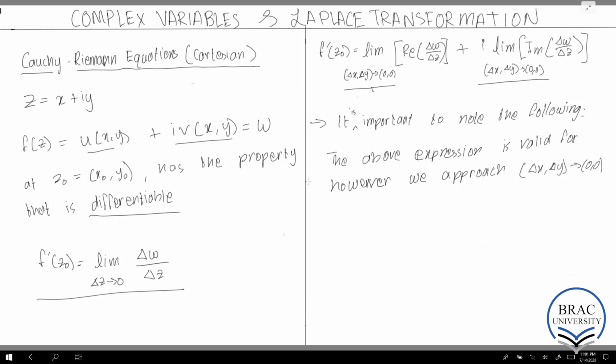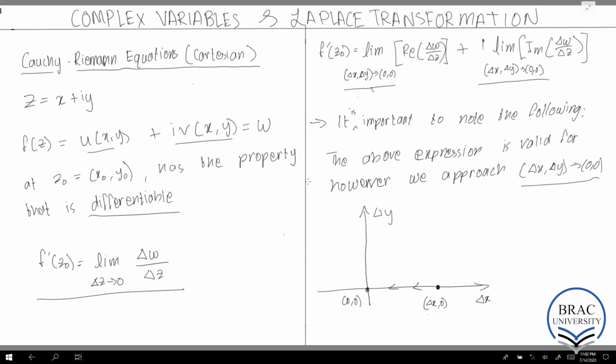Let's first approach delta x, delta y tends to 0, 0. Let's try to approach it horizontally first and then vertically later, and see what happens. Remember, this is delta x, this is delta y. If we try to approach 0, as in z is z0, horizontally, we have a certain trajectory: here we're approaching 0, 0 from the delta x-axis. So the coordinates are delta x, 0.